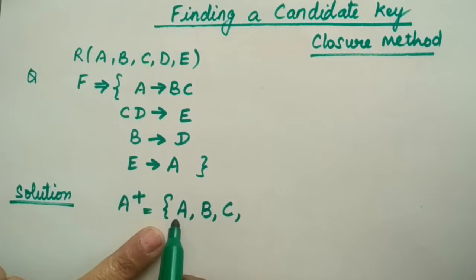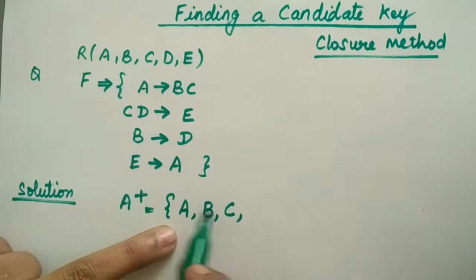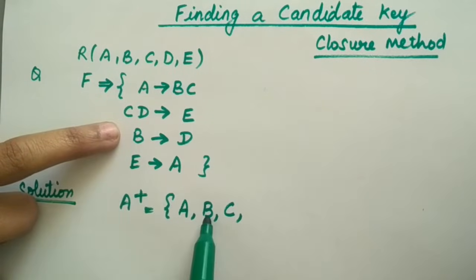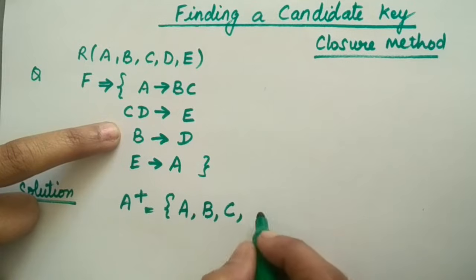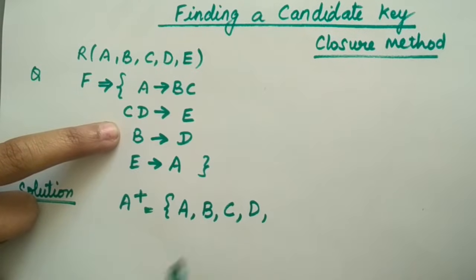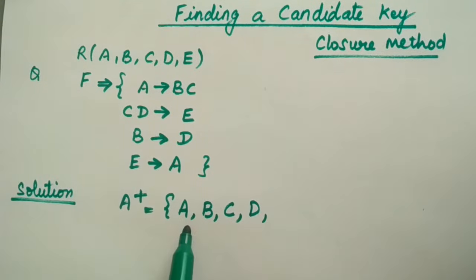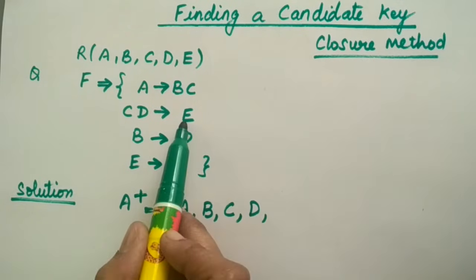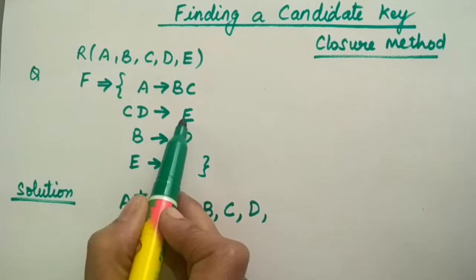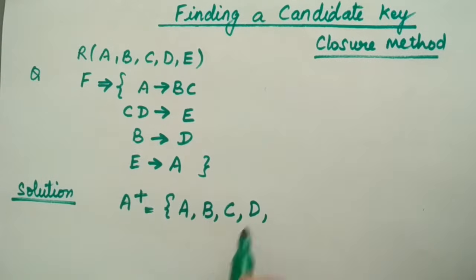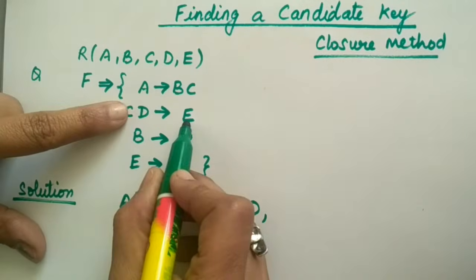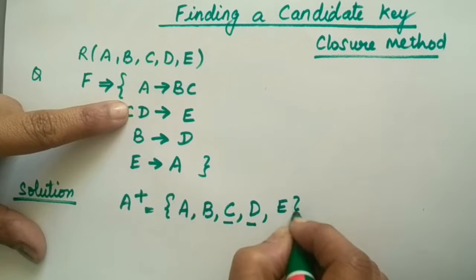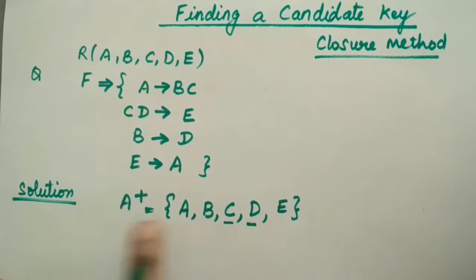Now I have 3 attributes with me, A, B, C. With any of these, can I reach another attribute? Yes, B determines D and B I have. So with B, I can reach D. I will write D here. Now E is left. Can I reach E with any of these FDs? To reach E, I need C and D. So I have C and D here. So with these 2 attributes, I can reach E. So I will write E here. So this is the closure of A.